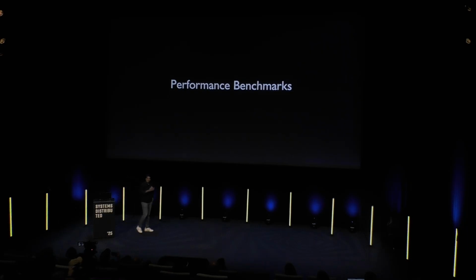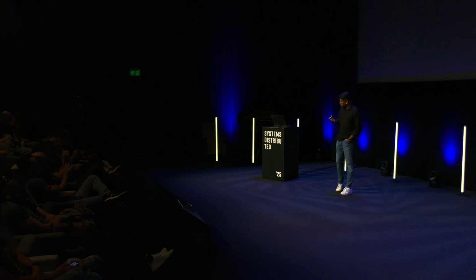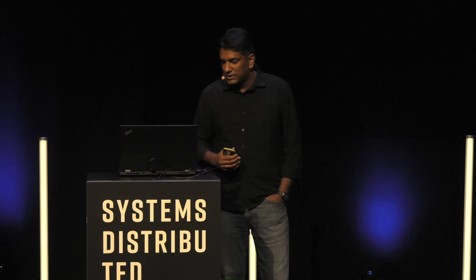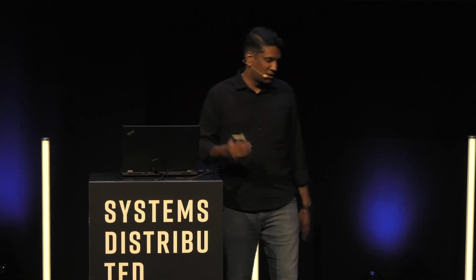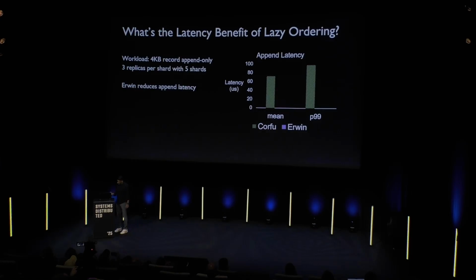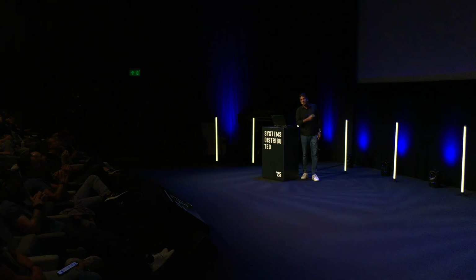So, as Hans mentioned yesterday, I cannot finish a talk without performance benchmarks, so I'll show some numbers now. We did all of this work, so what is the latency benefit of Erwin or lazy ordering in general? Here is a workload. We append 4 KB records into the system. We run 5 shards. You can arbitrarily choose any number of shards, and each shard has 3 replicas within it. Here is the data. I want you to pay attention to the y-axis. It's in microseconds, tens of microseconds.